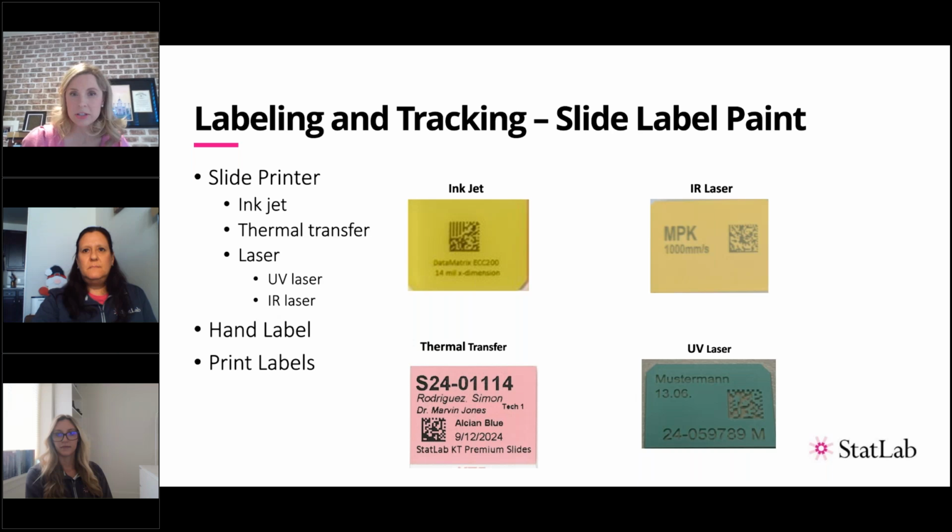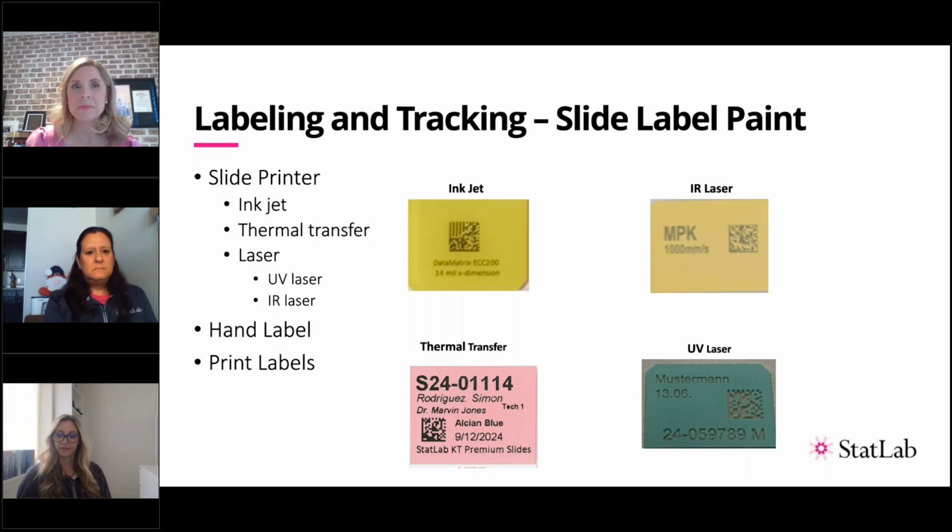You know, at NSH this year, we saw lots of laser printers, UV laser printers. It almost scrapes the paint off and leaves the glass clear to convey the patient information or that barcode. An IR laser printer is up top, and it actually burns, turns the paint a different color. So there are different types of paint that you can mix and match. You just need to make sure that you're choosing the right paint for however you are labeling and tracking.